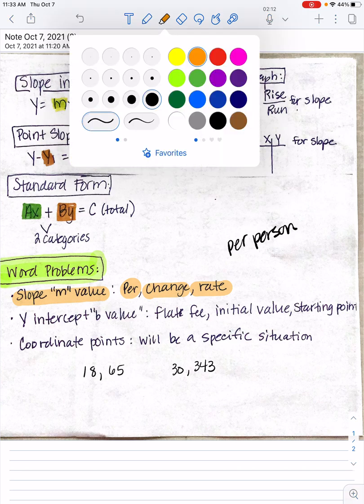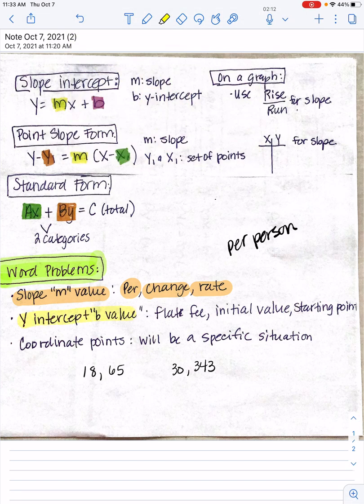The next word is the y-intercept. So when you're reading these word problems, remember the y-intercept is your b value in your equations. For the y-intercept, it could be a flat fee, it could be an initial value, or it could be a starting point. And it'll be pretty clear that if it's a flat fee, it could say something cost this amount, or if it's a starting point, it'll usually indicate that.